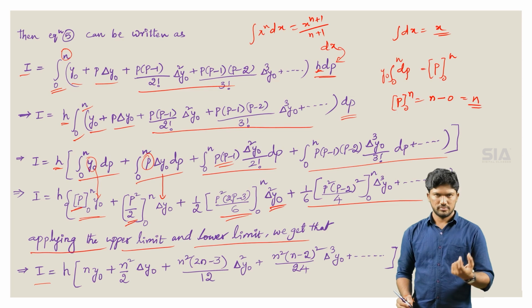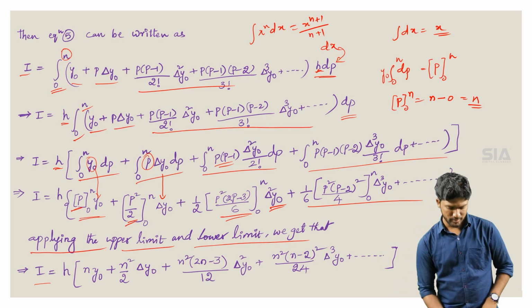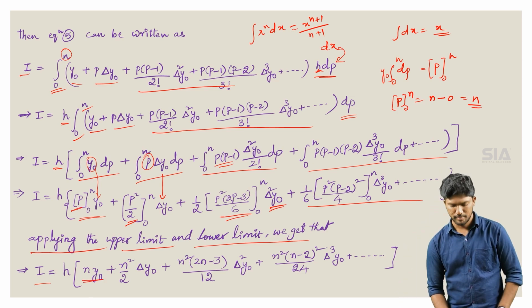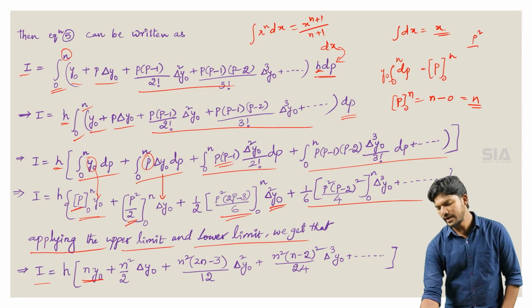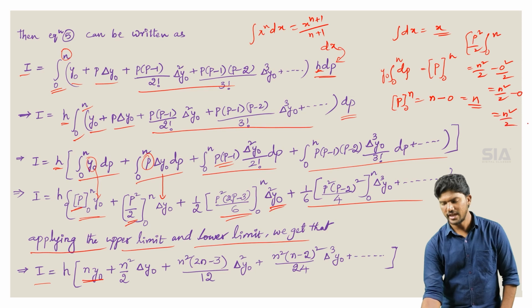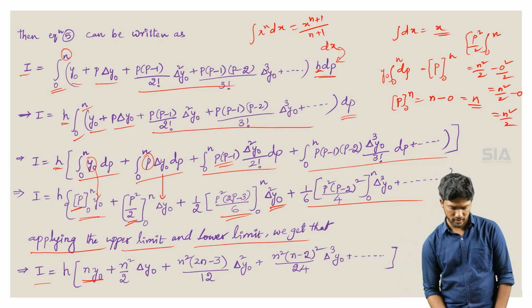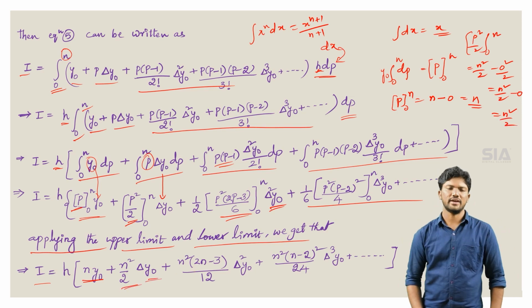So substituting n minus 0 in place of p, we get n, n into y naught plus p square by 2. You know very well, p square by 2. So n gives n square by 2 minus 0 square by 2, which is n square by 2 minus 0. Therefore n square by 2 is the value. So therefore n square by 2 delta y naught.